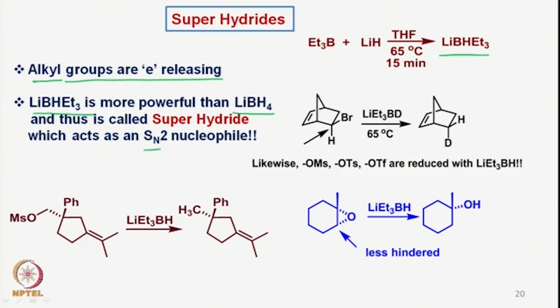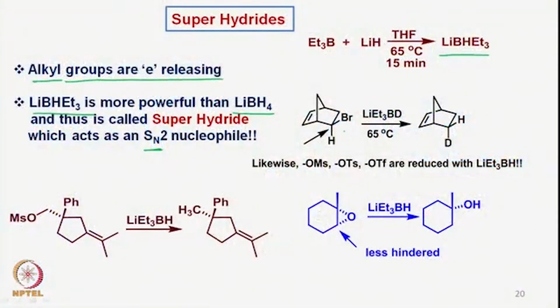and thus it is called a superhydride, which also acts like a nucleophile in an SN2 fashion. So we had discussed earlier, for example, if we have a carbon halogen bond like this here, and if we react with say lithium aluminum hydride, there will be a reduction of the carbon bromine bond to the carbon hydrogen bond. But if we take sodium borohydride, or lithium aluminum hydride and aluminum chloride, the mixed chlorohydrides would not reduce this carbon bromine bond.